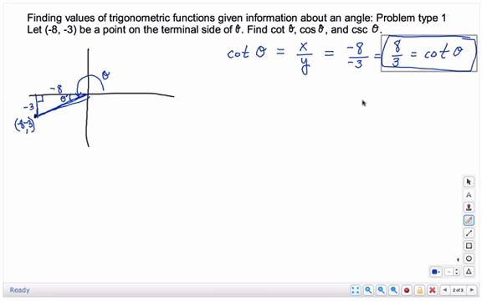Now to find the cosine of theta, cosine is x over r. So I need to calculate what r is. And you can always calculate any of the missing pieces for this reference triangle by using the quadratic formula. Excuse me. This is not the quadratic formula. It's the Pythagorean theorem.